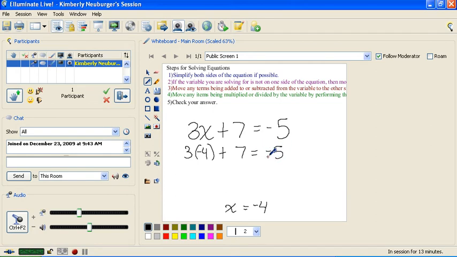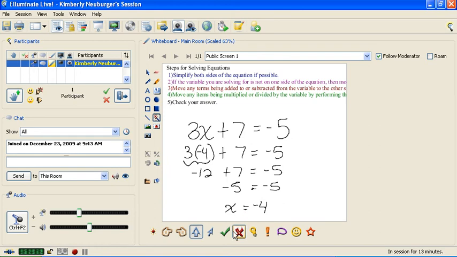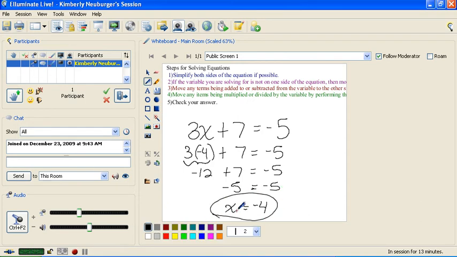Now we just follow order of operations to calculate. So 3 times -4 is -12. And then negative 12 plus 7 is negative 5. And notice that that does check out. That is a true statement. So our solution of negative 4 here should be correct. So we would say that the solution is negative 4.